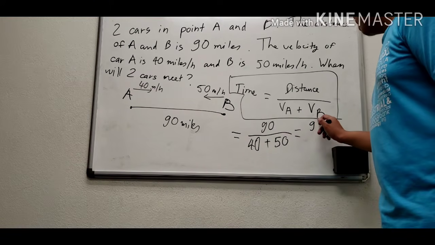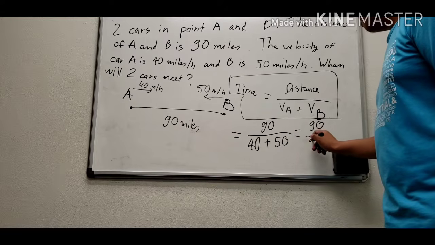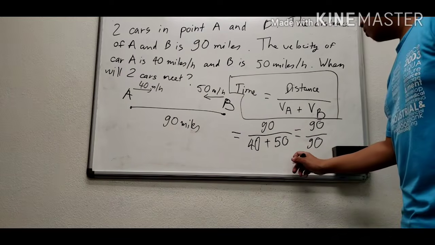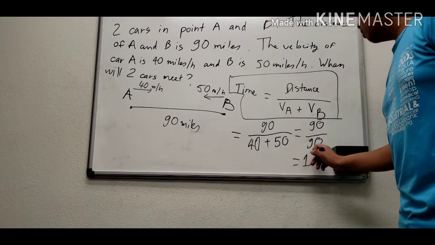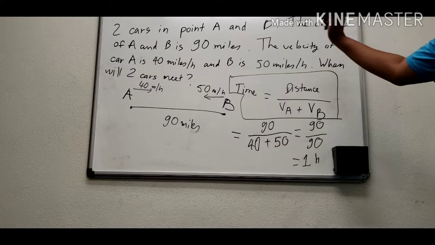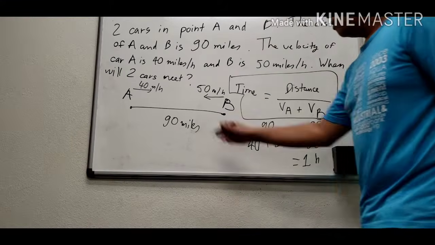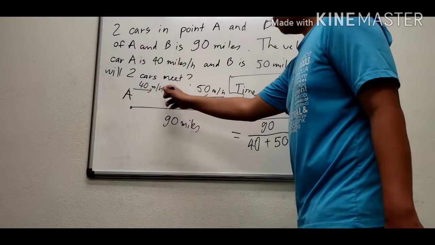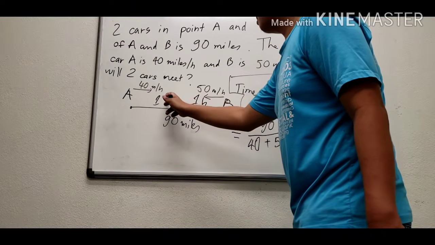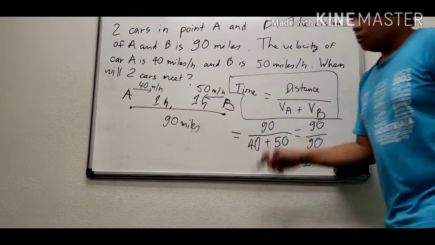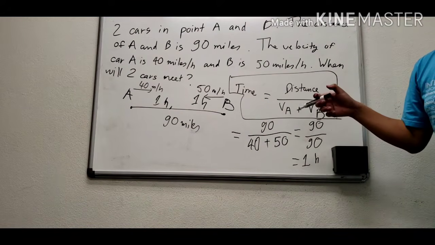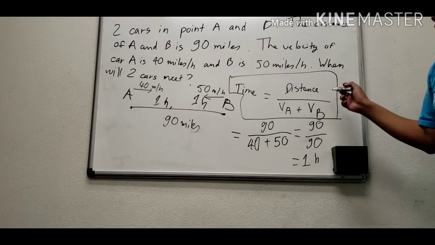So when we divide, we have 90 divided by 90, and we get 1 hour. So after 1 hour, car A and car B meet together. That's the formula to calculate when two cars going in opposite directions meet together.